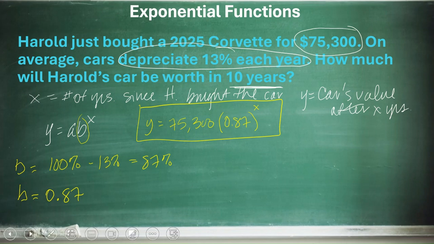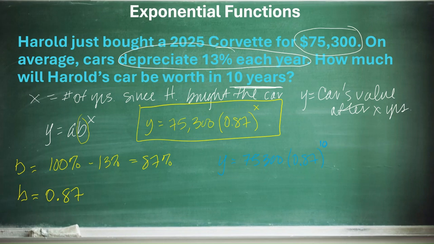Now, what the problem is asking us is the value of Harold's car in 10 years. So I'm going to go ahead and rewrite my equation down here. And Y is the car's value after X years. So I'm looking at the value after 10 years. So I'm putting 10 in for X. And I just need to go ahead and pop this into my calculator.